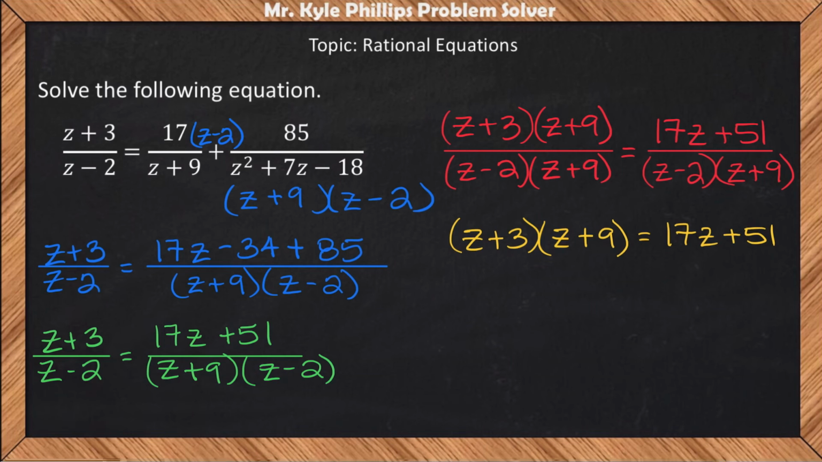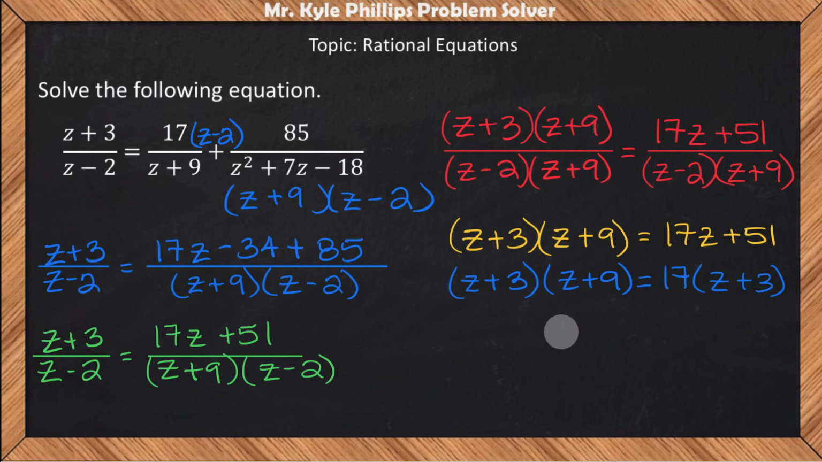Well, over here on the right where I have 17z plus 51, I'm going to see if I can factor here. So if I factor out a 17, I'm left with z plus 3. So now I can bring down my left hand side, and I have z plus 3 times z plus 9.